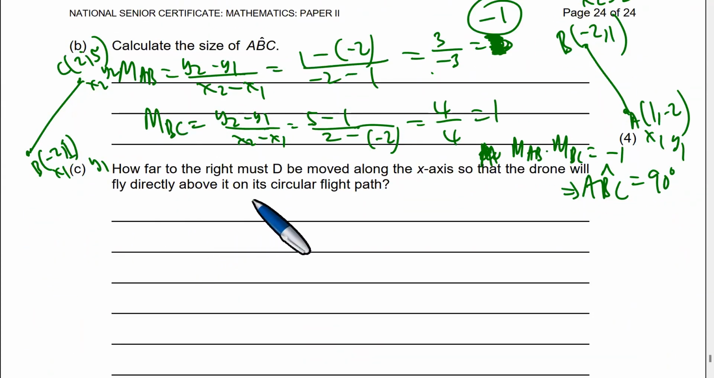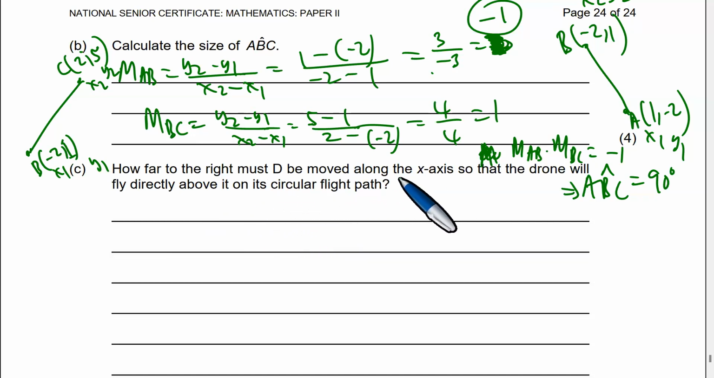So how far to the right must D be moved along the x-axis so that the drone will fly directly above it? Right, so we continue. So now C would be the same as what? How far to the right must D be moved along the x-axis so that the drone will fly directly above it on its circular path?